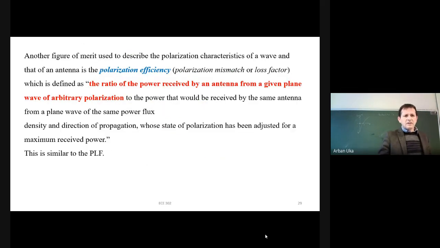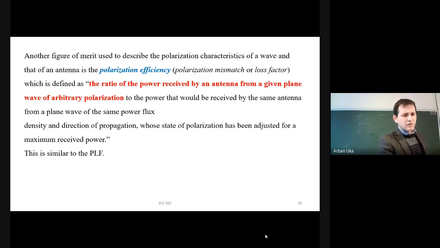Now, we can also consider a new parameter which is called the polarization efficiency. This polarization efficiency is defined as the ratio of the power received by an antenna from a given plane wave of arbitrary polarization to the power that would be received by the same antenna from a plane wave of the same power flux density and direction of propagation, but this time with the state of polarization adjusted for maximum received power.